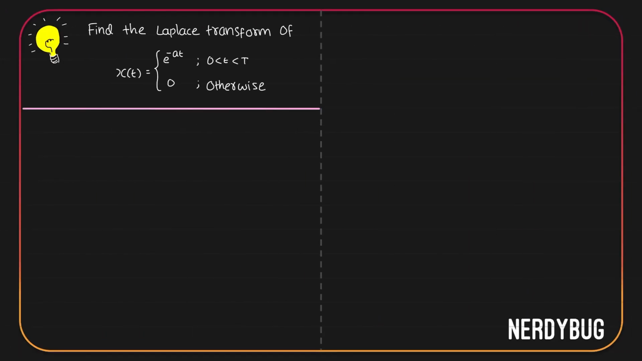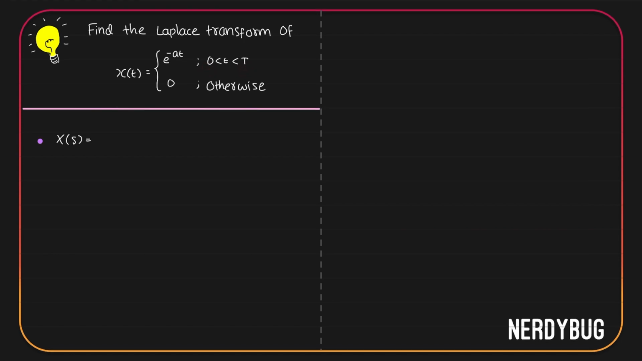Let us solve another question. We have to find the Laplace transform of x(t), which is e^(-at) between 0 and T, and it is 0 otherwise. So this is a finite duration signal. It only exists between 0 and T.